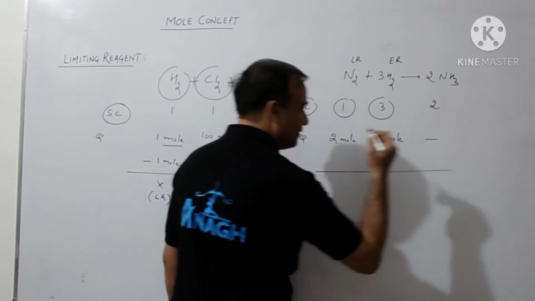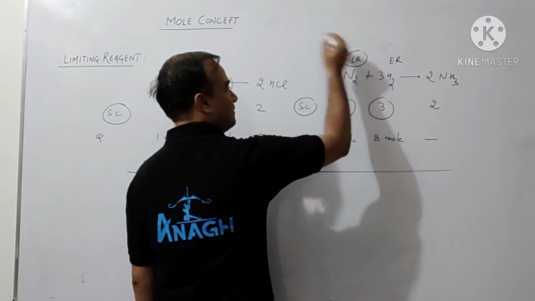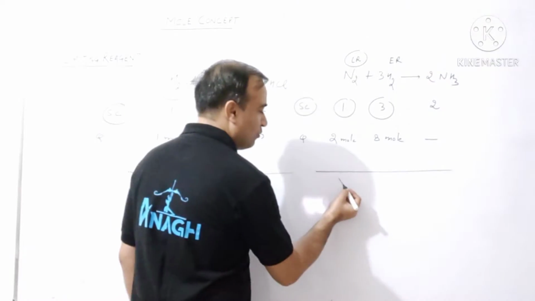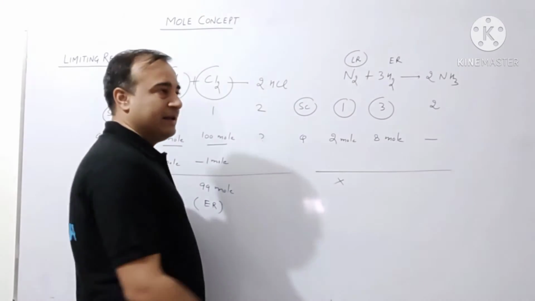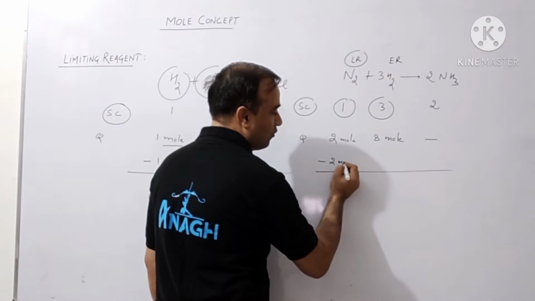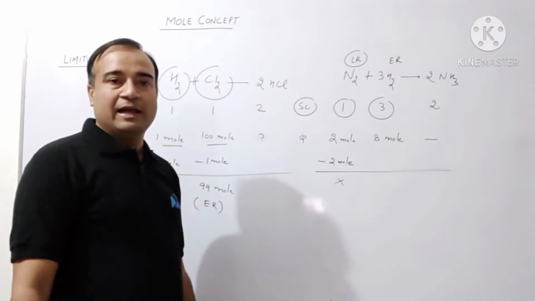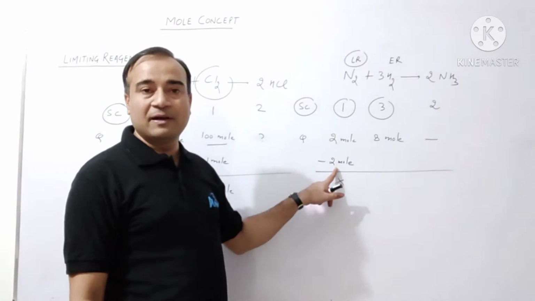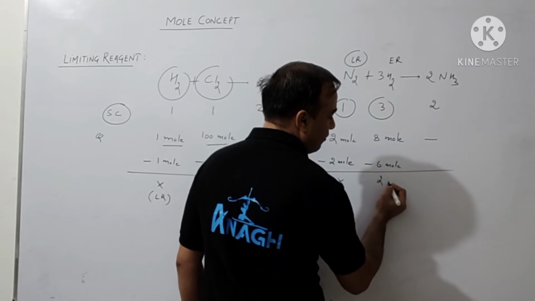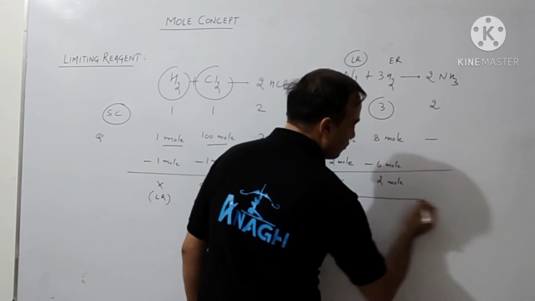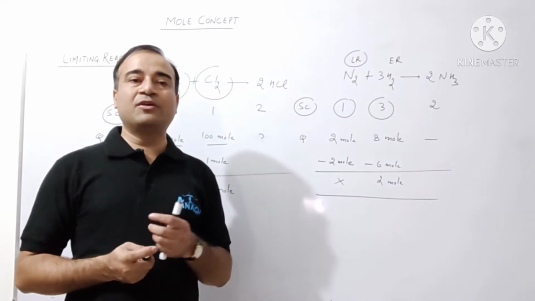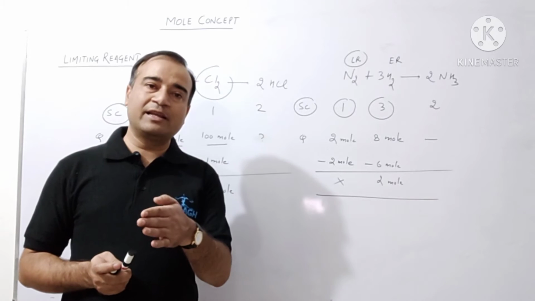After the reaction, as I said earlier, the limiting reagent is completely consumed. So there is no nitrogen remaining, which means 2 moles of nitrogen are completely reacted. And when 2 moles of nitrogen completely react, 6 moles of hydrogen also react, leaving 2 moles of hydrogen. So in this way, by this unitary approach, we can determine which reagent is the limiting reagent and which is the excess reagent.